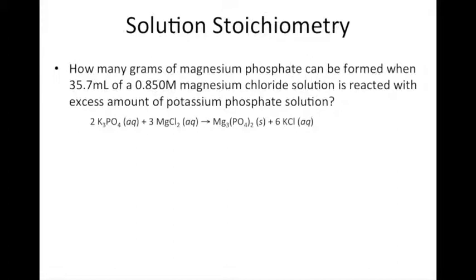The problem says, how many grams of magnesium phosphate can be formed when 35.7 milliliters of a 0.85 molar magnesium chloride solution is reacted with excess potassium phosphate solution? So we're taking these two solutions, reacting them together. We have 35.7 milliliters of magnesium chloride, and we have the molarity of that solution. And our potassium phosphate, we're told we have excess of that. Pause the video and give it a try and see if you can solve this problem before I go over it with you.